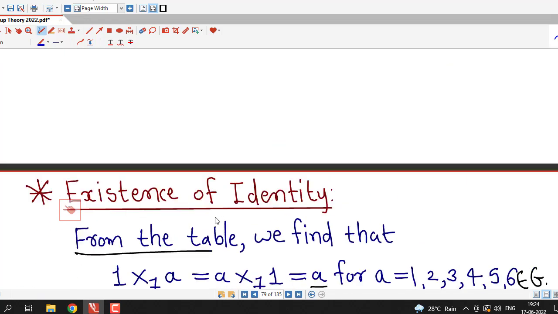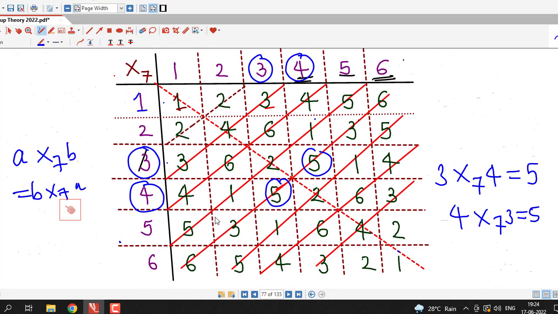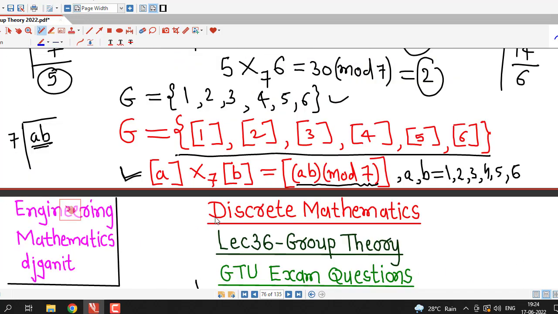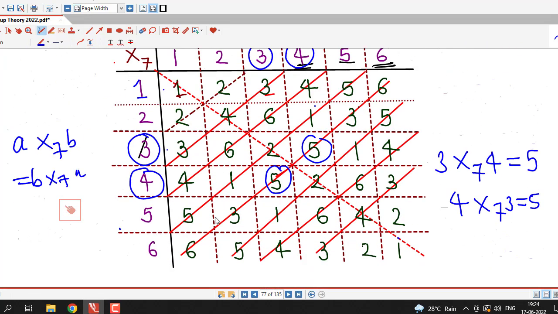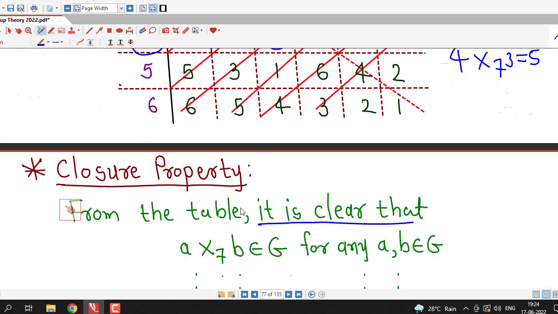So they can ask you this type of questions. This is very easy question. You just have to remember the definition of multiplication modulo 7, and then you have to first prepare the composition table, and using composition table you can decide all the properties whether they are satisfied or not.